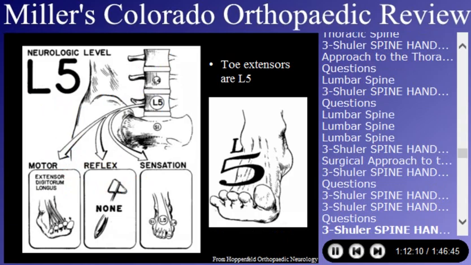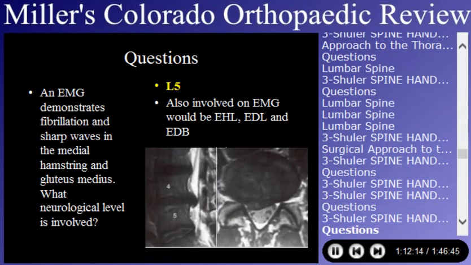EMG demonstrates fibrillation and sharp waves, so you know you have a denervation pattern. Medial hamstring and gluteus medius. What neurological level is involved? Okay, medial hamstring and gluteus medius. L5. Don't forget what else would be involved. We just covered the toe flexors. Toe extensors. Right there's the clinical picture.